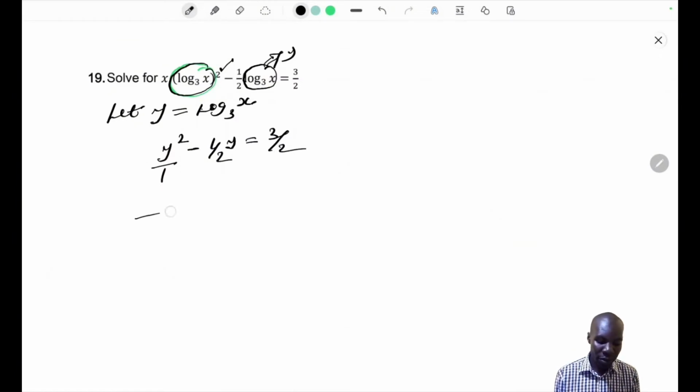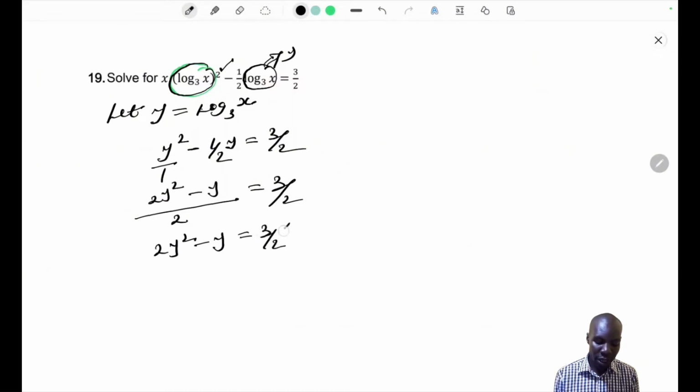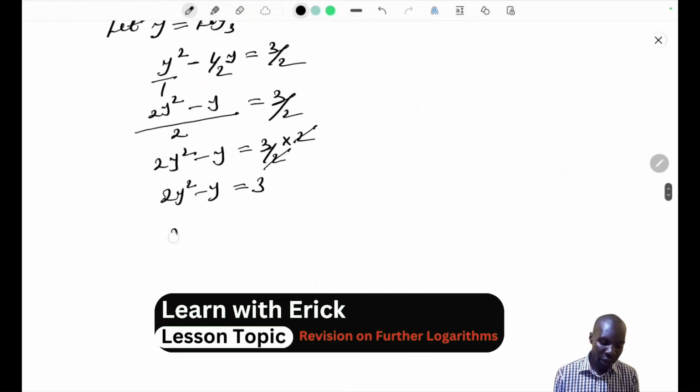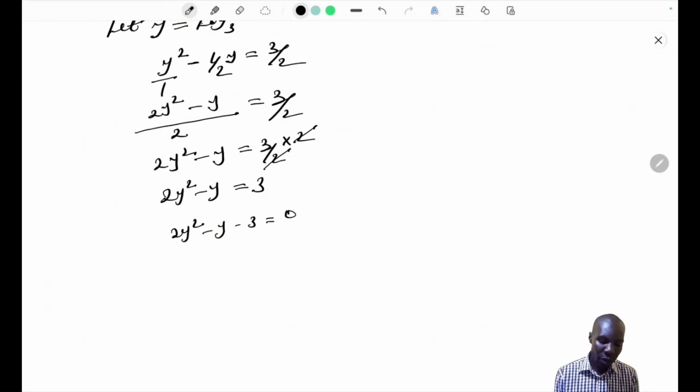So the LCM on the left hand side is 2. 1 goes into 2 two times, so we'll have 2y squared minus y equals 3 over 2. So 2y squared minus y equals 3 over 2 times 2, because you cross multiply. So 2 cancels out. 2y squared minus y gives us 3. So we'll have 2y squared minus y minus 3 equals 0. We take 2 because this is a quadratic equation.